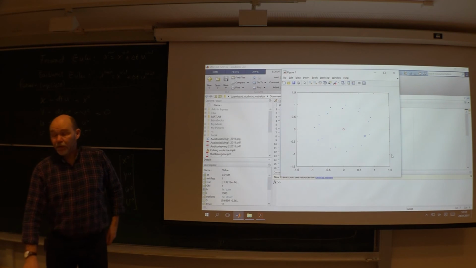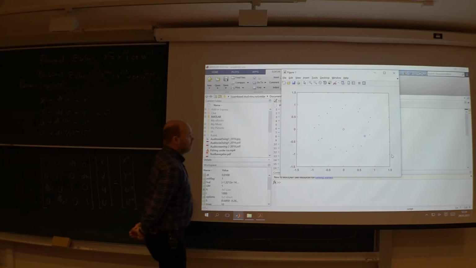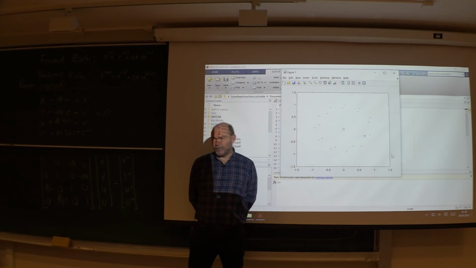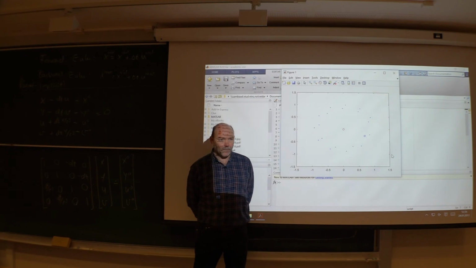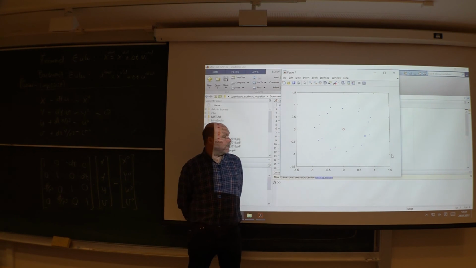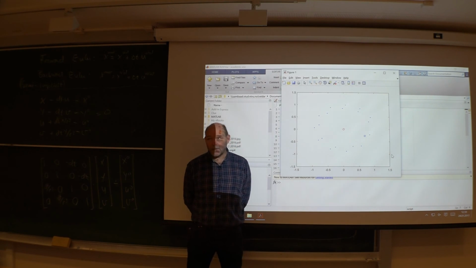So fsolve, very good routine, very strong. But for bigger problems, it's going to take a long time to find a solution. If you have, say, 20 equations with 20 unknowns, nonlinear, that can take some time. Here it's only 4 by 4, not a big deal.